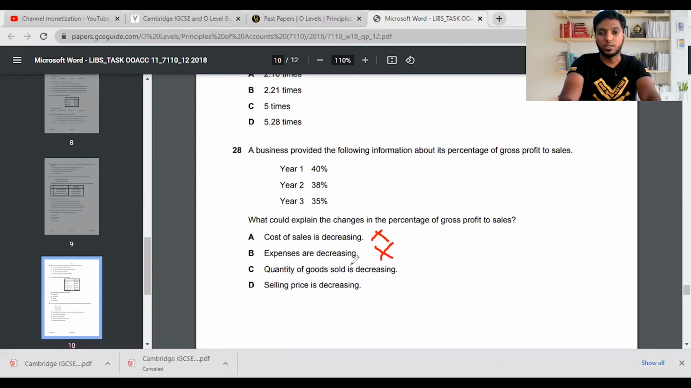Quantity of goods sold is decreasing. If you sell less, then of course your profit will go down. So this can be somewhat a considerable one, so I'll keep it here. Selling price is decreasing. So either C or D. Now the confusing part is the number of goods you sell versus the selling price you charge.